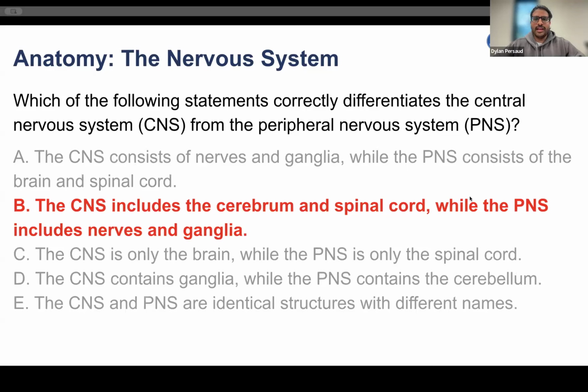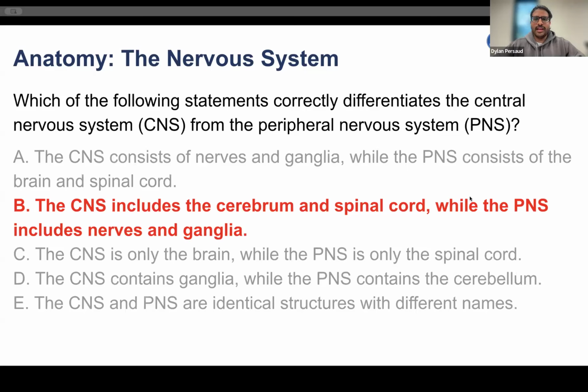So the CNS versus the PNS, the central nervous system versus the peripheral nervous system. I have a picture here. The central nervous system consists of the brain and the spinal cord. And the way I like to think about it is that everything that's not the brain and the spinal cord is the peripheral nervous system. So again, the brain or the cerebrum and the spinal cord is the central nervous system. And then we have ganglia, nerves, etc. That's part of the peripheral nervous system.